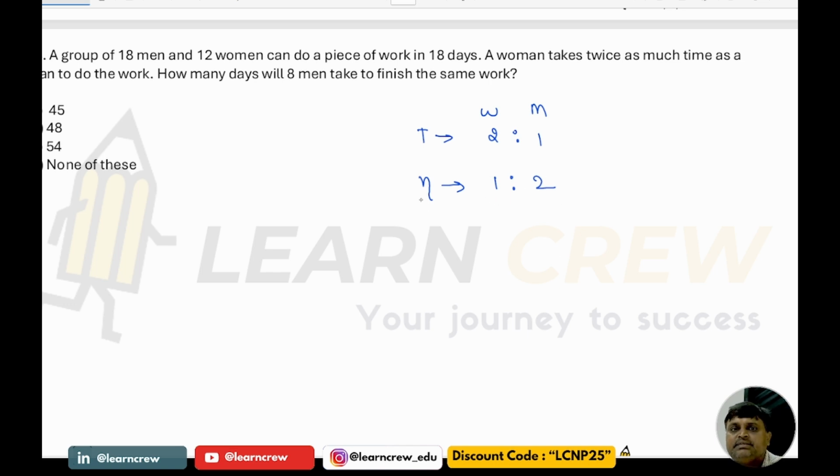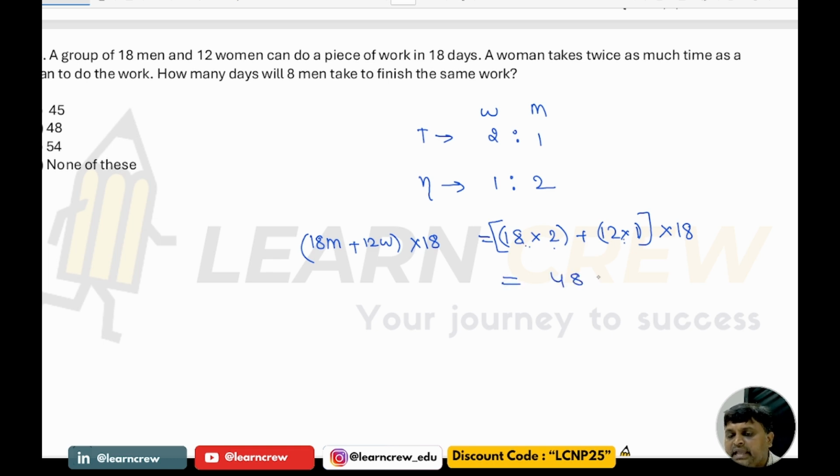And it is given that 18 men and 12 women can complete a work in 18 days. So 18 men, 18 into 2, plus 12 women, 12 into 1, in 18 days. So 36 plus 12, which is 48. 48 into 18 is the total work.